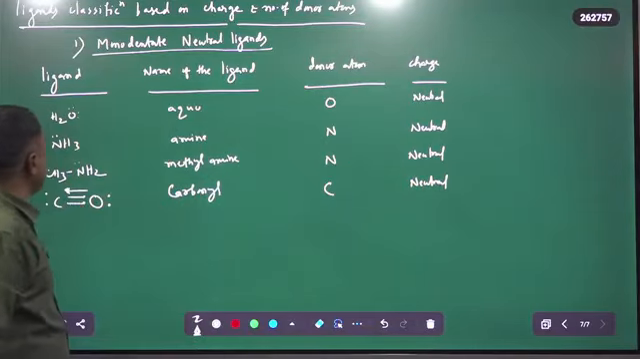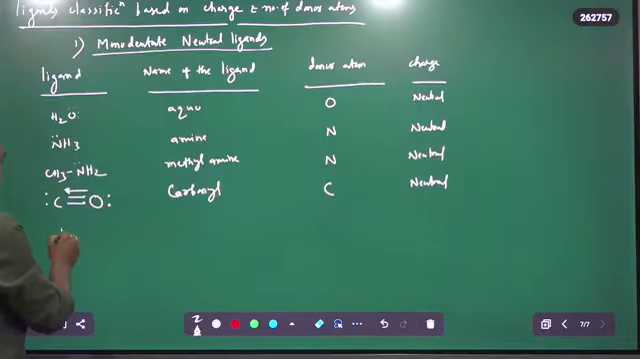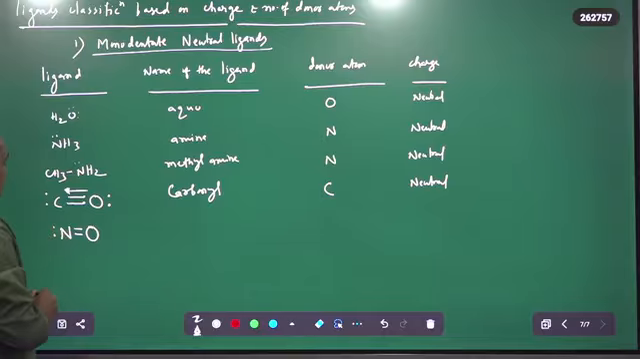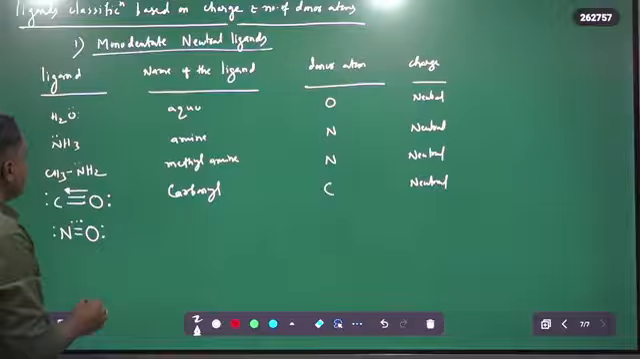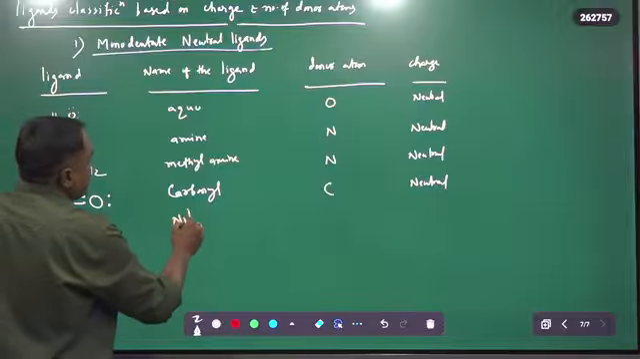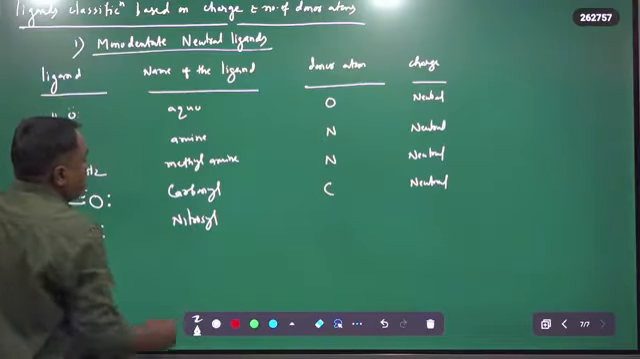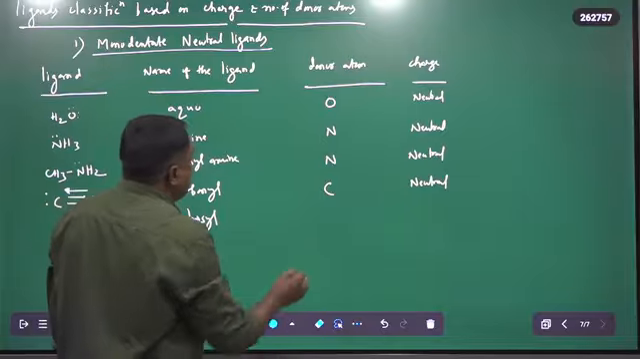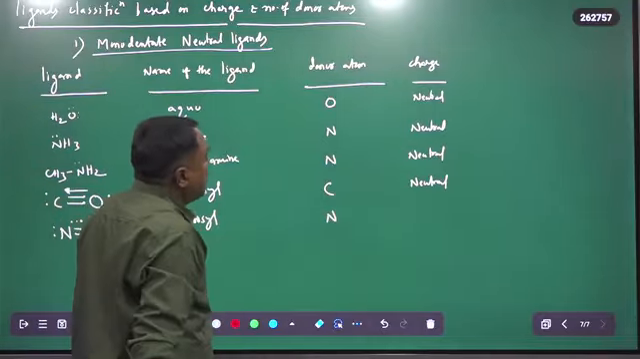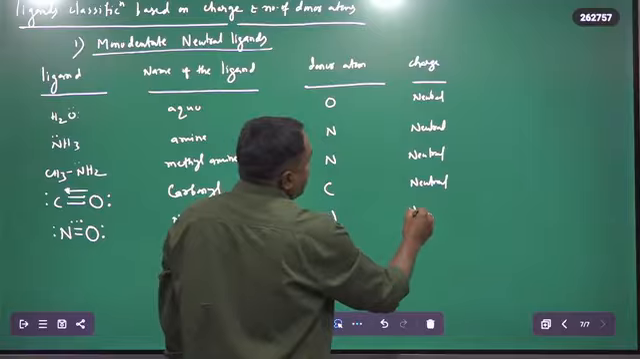So H2O, NH3, CH3NH2, and again it is nitrosyl. Nitrosyl, with nitrogen having five valence electrons and oxygen contributing the others. In this neutral nitrosyl ligand, nitrogen is the donor atom and the charge is again neutral.